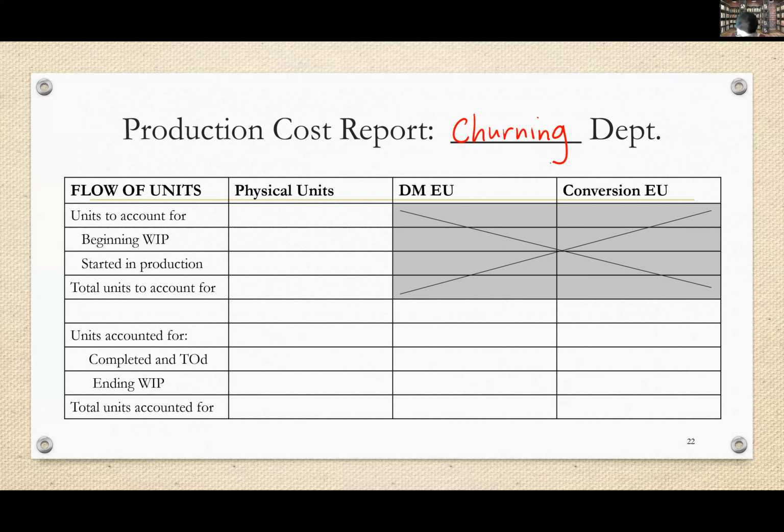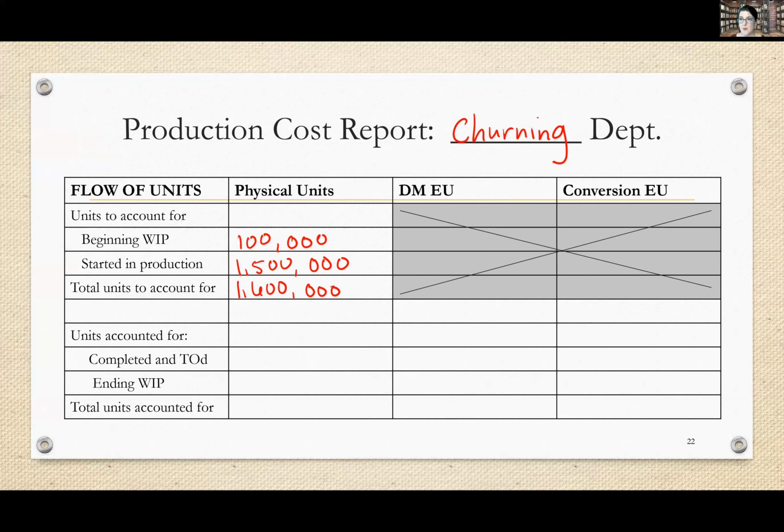Okay, so remember it said that we had 100,000 units in beginning work in process, and we started in production 1,500,000 units. Okay, so notice there's no dollar signs here because right now we're just keeping track of units. So if I had 100,000 and then I started 1,500,000 units, then how many I have to account for is 1,600,000. I need to figure out where did those units go? Are they still here?